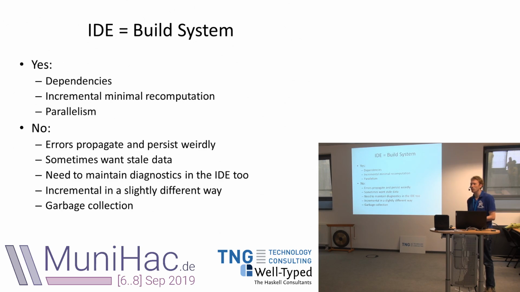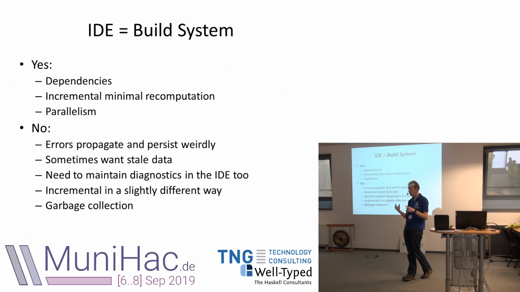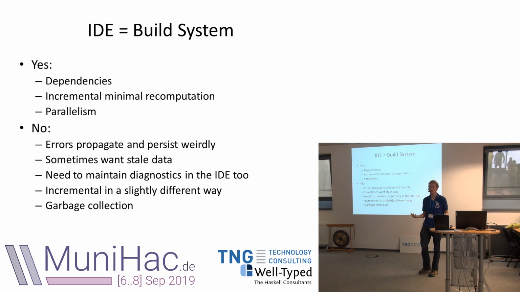But there are some ways it's not really like a build system. So the errors propagate weirdly and persist weirdly. What do I mean by that? In a build system, usually you're compiling your program to get a working artifact at the end. So usually the good state is a working state, and that's what a build system is optimized for. Usually if you get an error, it'll just go, failed, this is why, fix it and try again, come back later. Whereas in an IDE, you're usually in an error state. So an error state has to become the normal thing.